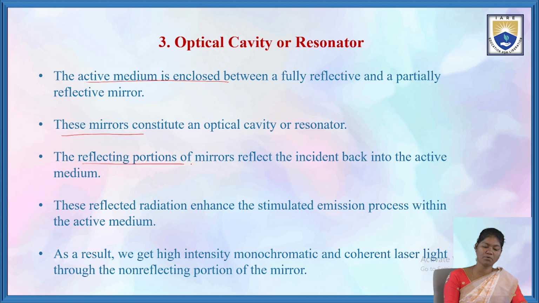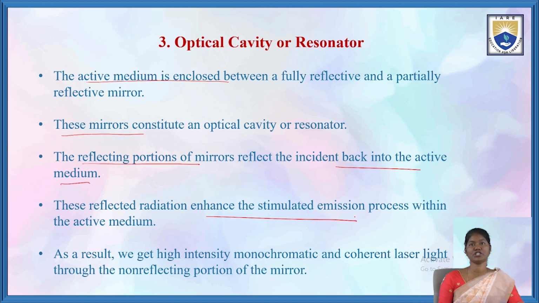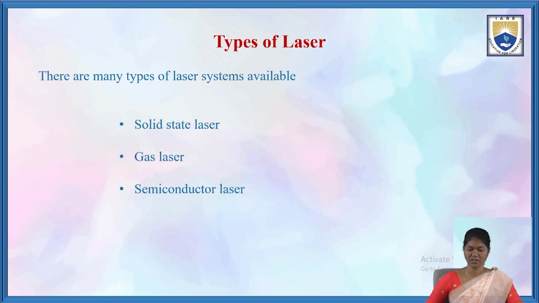The reflecting portion of the mirrors reflects the incident photons back into the active medium. These reflected radiations enhance the stimulated emission process within the active medium. As a result, we get high intensity, monochromatic and coherent laser light through the non-reflecting portion of the mirror.